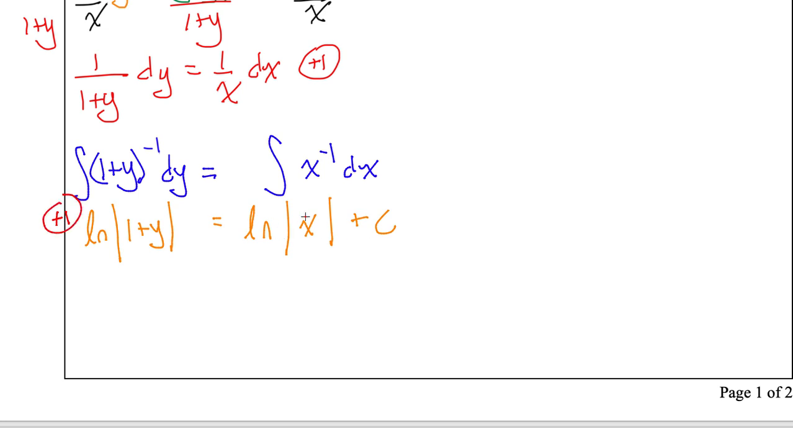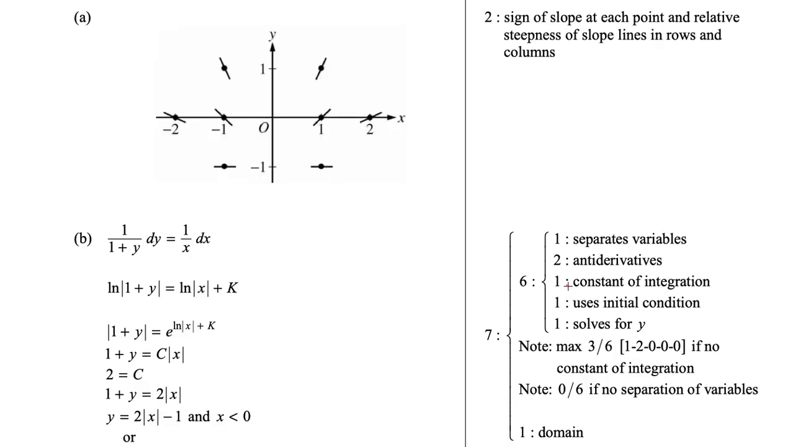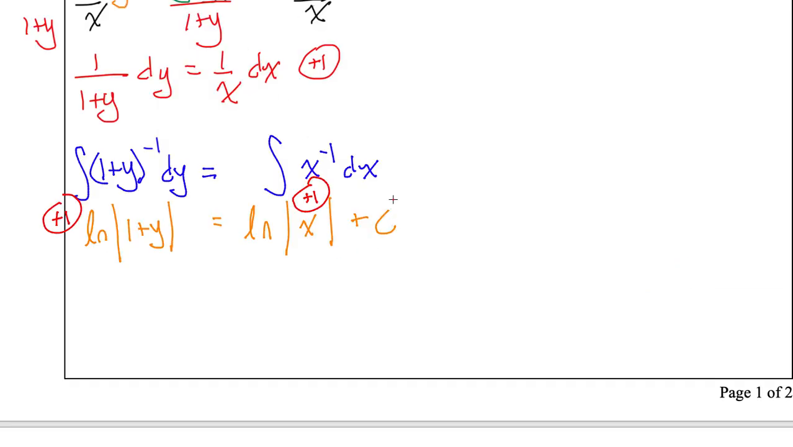If you got natural log of absolute value of x, not even the c, just the natural log of absolute value of x, give yourself +1. It has to be the absolute value of x, by the way. And then the C by itself is another point. Constant of integration. So if you wrote plus c, give yourself another point.